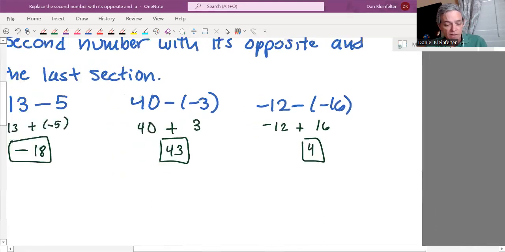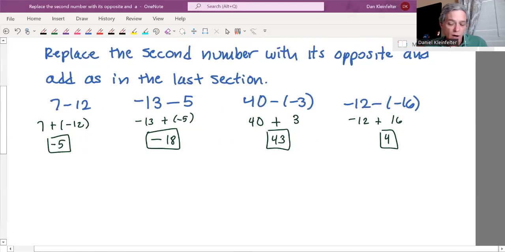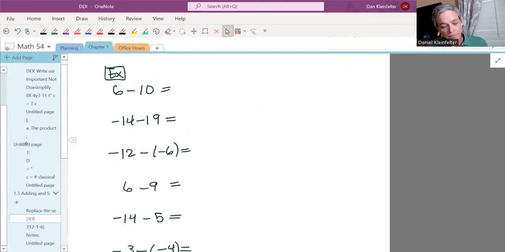Okay, so there's a couple of examples illustrating how you can rewrite a subtraction in terms of an addition. Unfortunately, we have more examples though, so let's see.